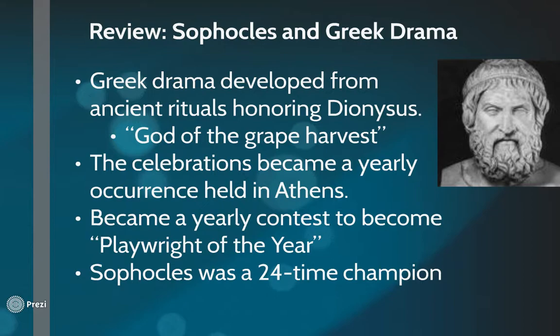The way that this would work, there was a holiday that would celebrate the god of the grape harvest, which is Dionysus, and they would basically do a big celebration in Athens, which is the capital, the main city of Greece, and ancient Greece at the time. And they would do a yearly contest to see who is the greatest playwright. There is money involved with it.